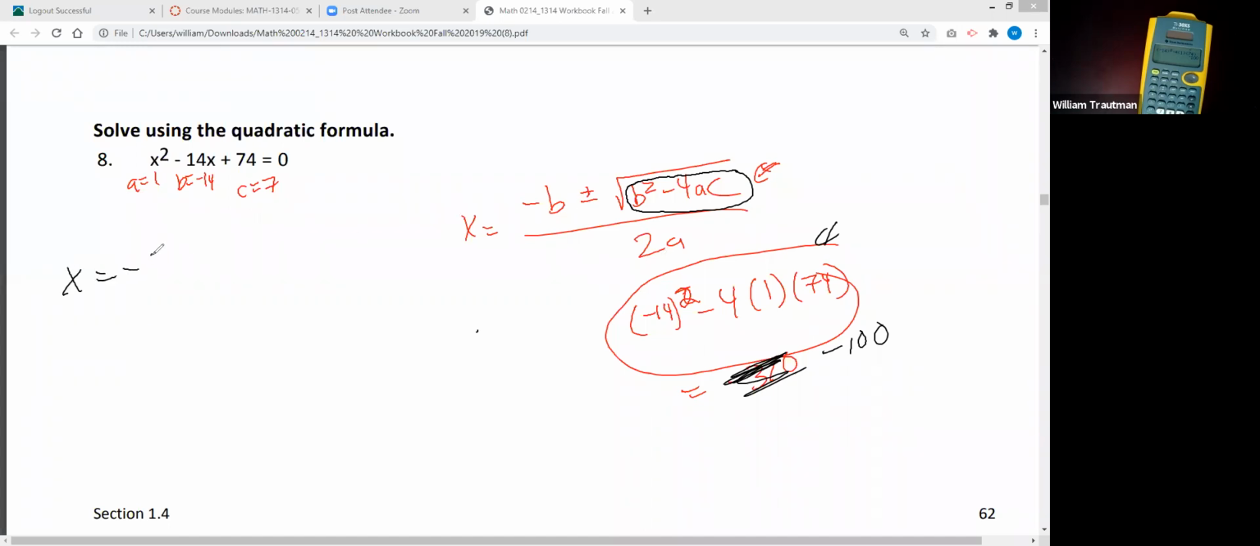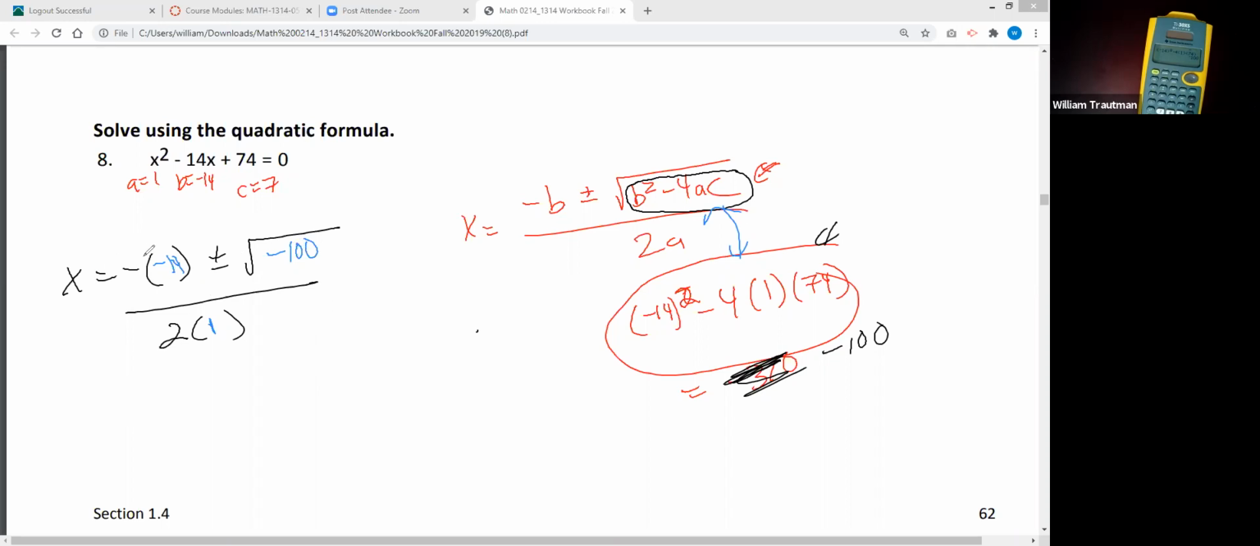X equals negative b plus or minus the square root over 2 times a. And inside the square root, we got negative 100. Do you see? I just want to make sure. Inside the square root, we got negative 100. Negative b is negative 14 here, and a was 1. All right, so now I want you to put this in your calculator. Oh, no, I'm not even going to have you put it in your calculator yet.